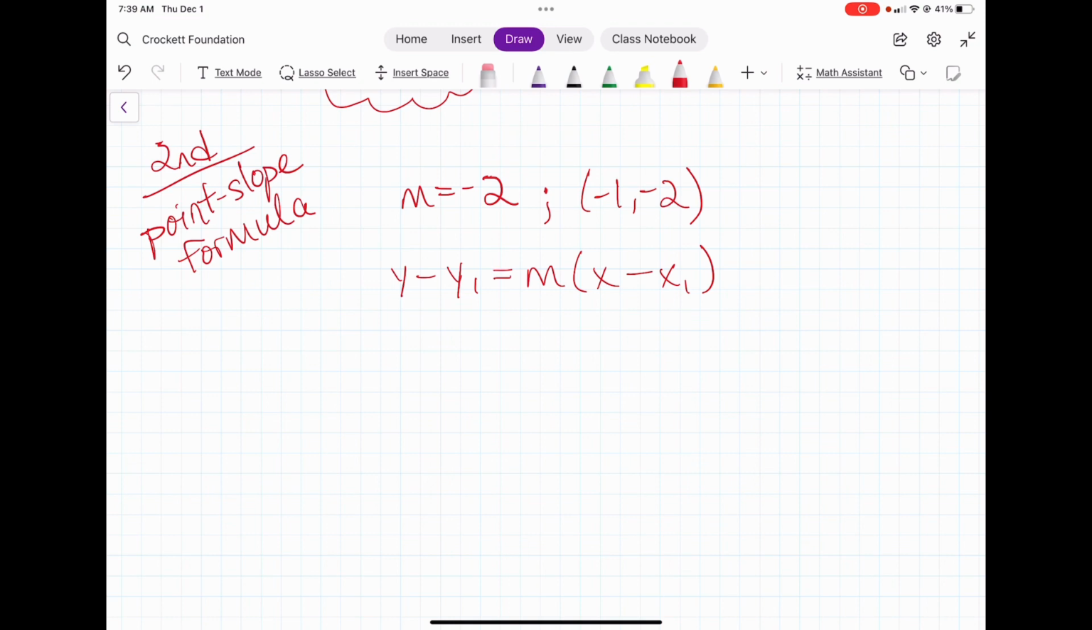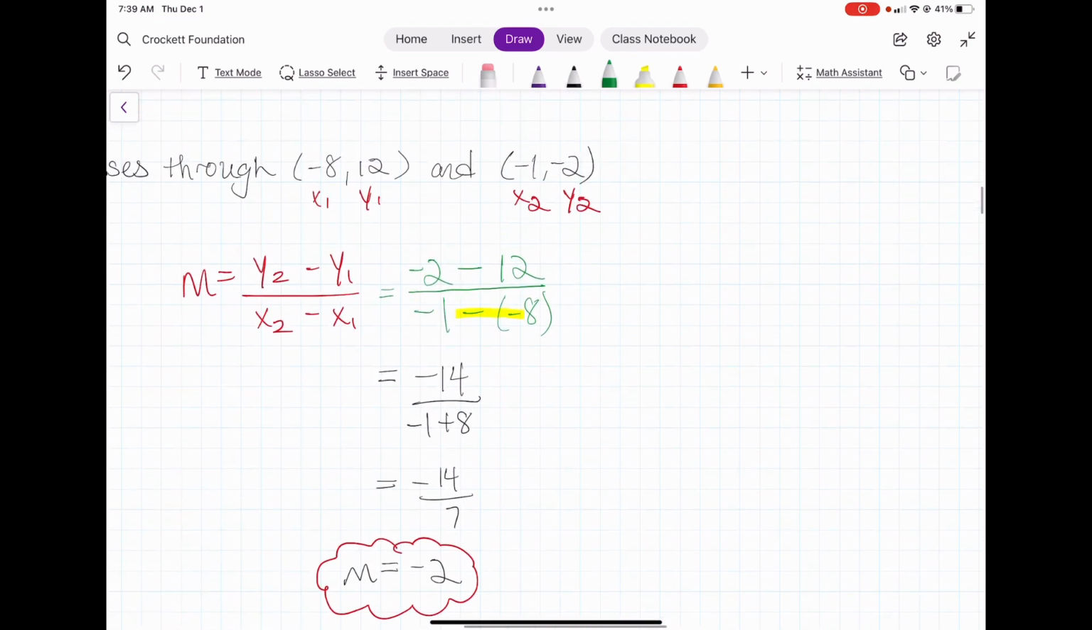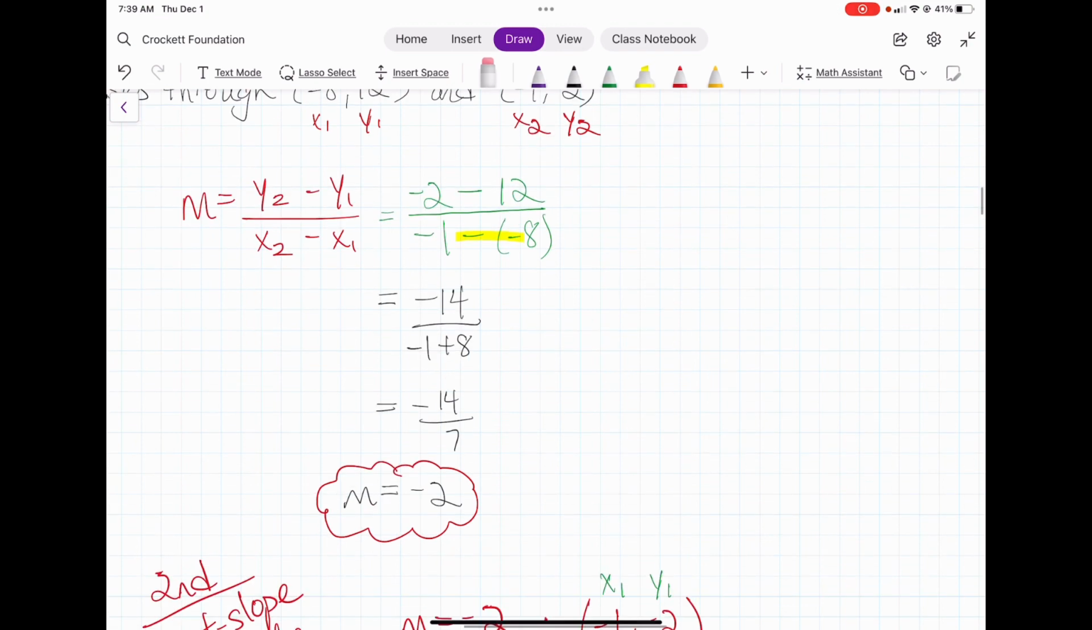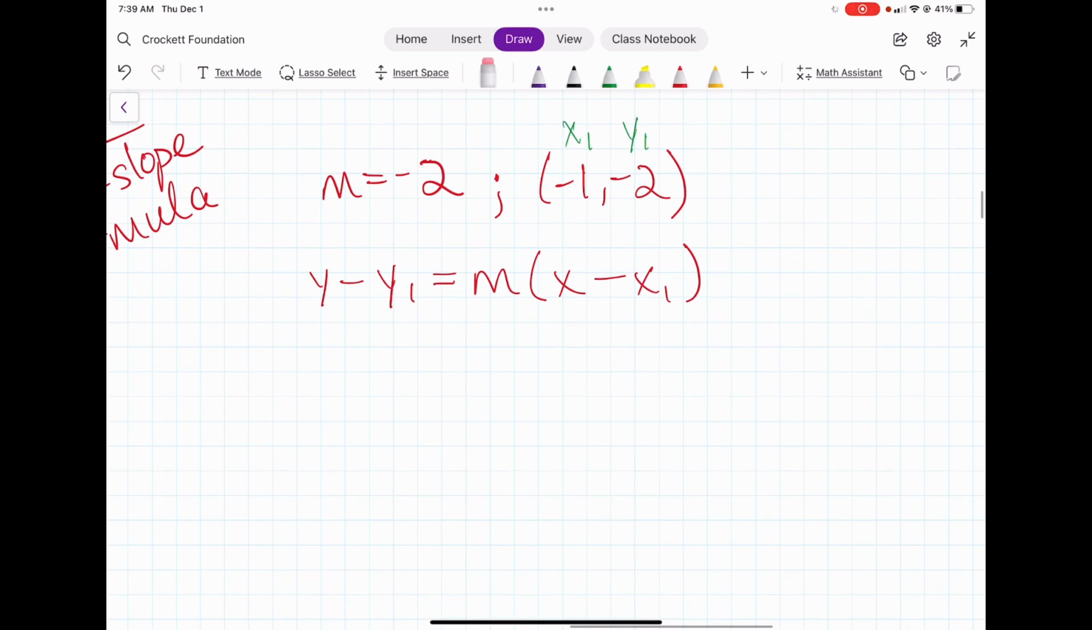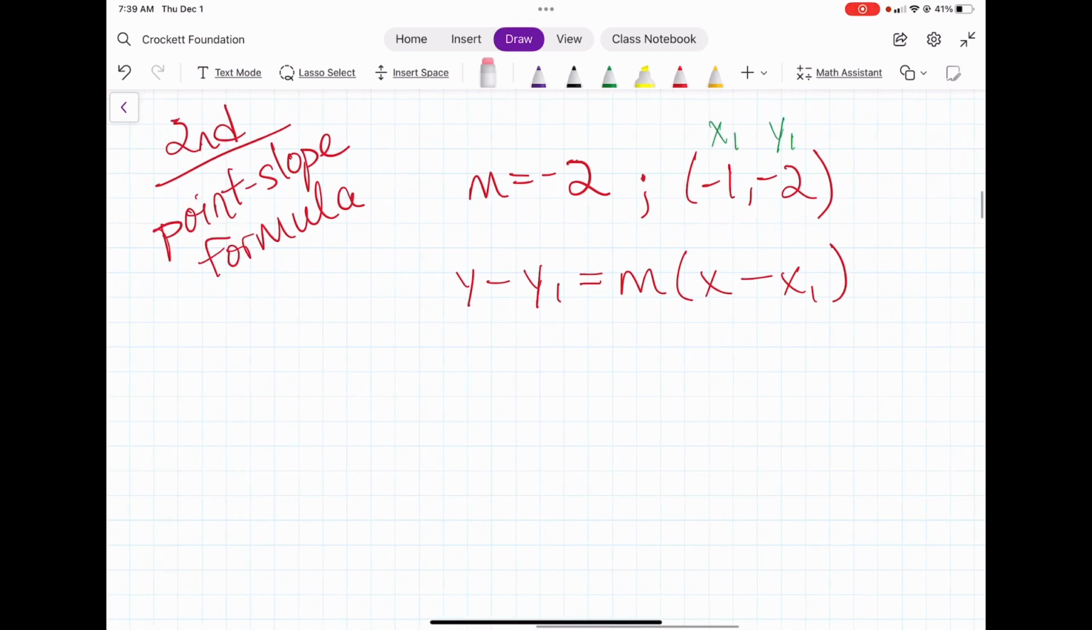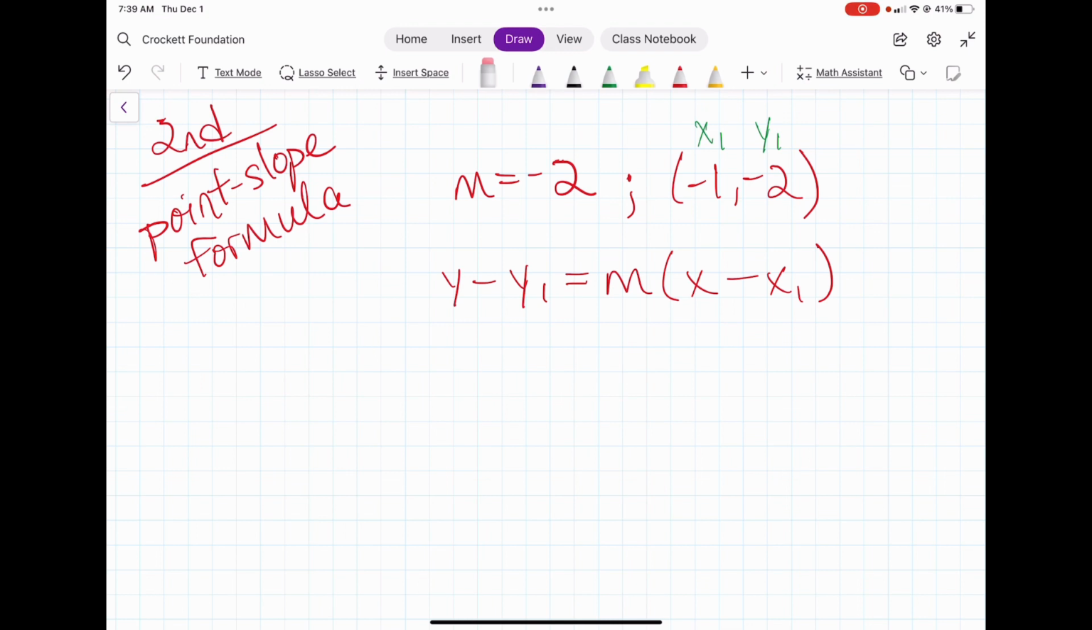Okay? And now one more thing, we need to label the point that we selected. This is going to be x1. This is going to be y1. And really and truly, I could have already chosen this first point because it's already labeled x1 and y1, but it's still up to you which ordered pair you choose. Okay, once again, as long as you have the slope and one of the points that were given, you can use either the point-slope formula or the slope-intercept formula. But this time, we're using the point-slope formula.